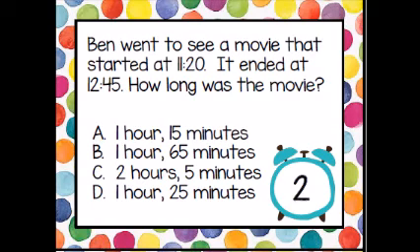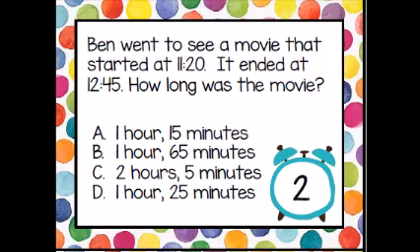Problem 2 says, Ben went to see a movie that started at 11:20. It ended at 12:45. How long was the movie? A, 1 hour and 15 minutes. B, 1 hour and 65 minutes. C, 2 hours and 5 minutes. Or D, 1 hour and 25 minutes.